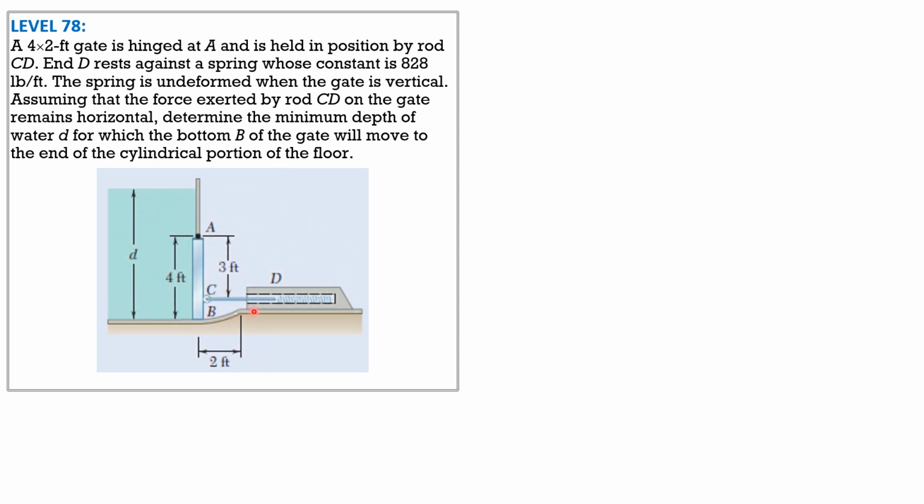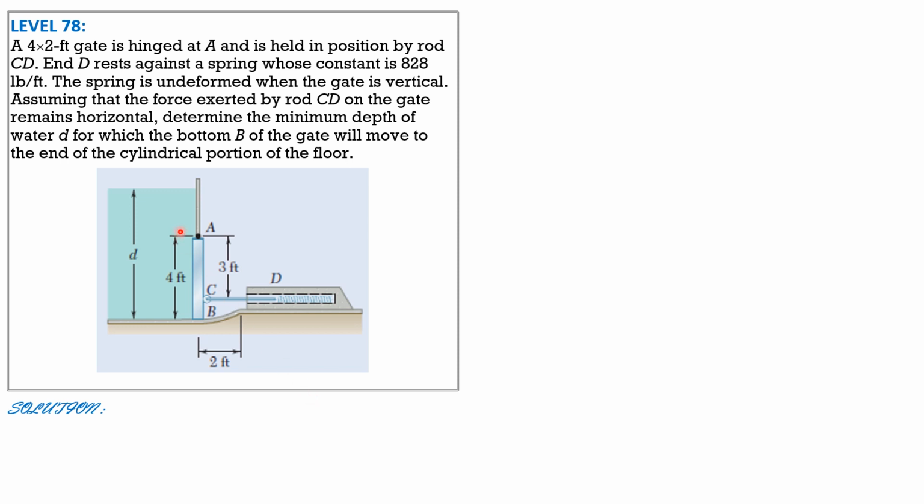So this is the cylindrical portion of the floor. The condition is to determine the depth d for which the bottom B will move to the end of the cylindrical portion of the floor. So at this position here. And as stated here, the spring is originally vertical. And we have to assume that the force exerted by rod CD remains horizontal. So if that's the case, the vertical distance of CD is always 3 feet from A.